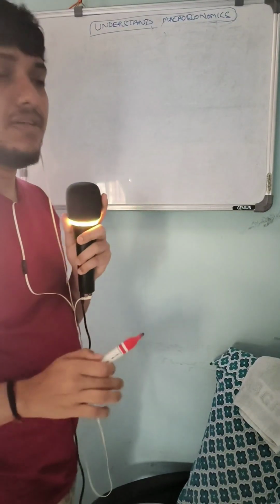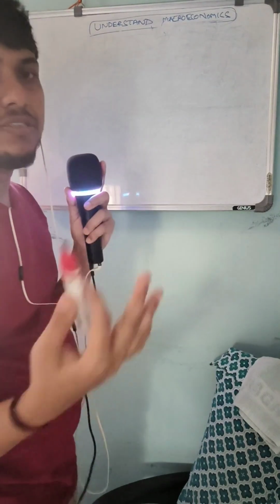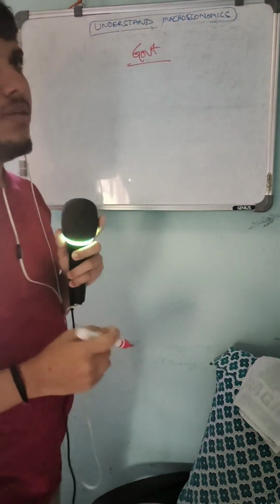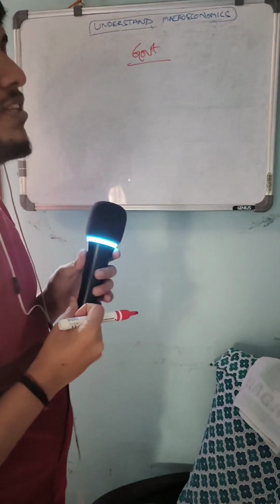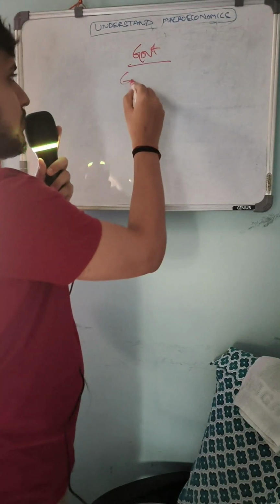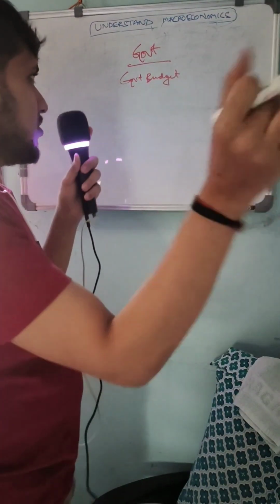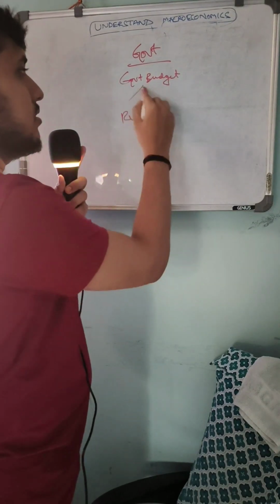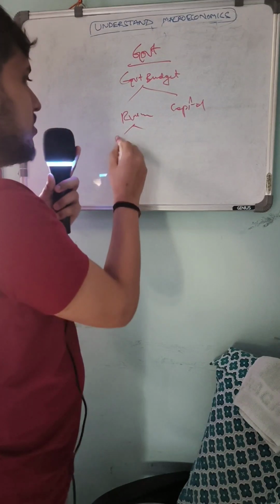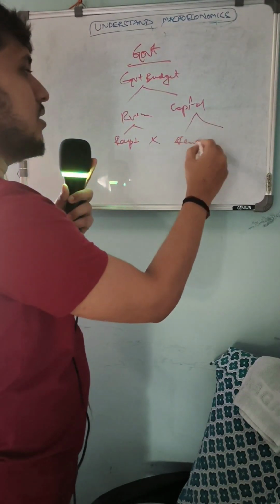Let me talk about the government functions and scope. In this, firstly, I am going to discuss the government budget. This has two parts. One is revenue, another one is capital. In revenue there are receipts, another one is expenditure. Again here, receipts and expenditure.